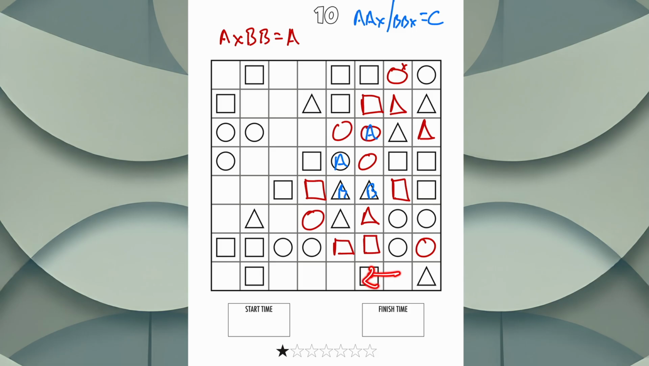The only way you can do that is to look over here. So we have to solve this cell first. Is it possible to solve this cell? Yes, I think it is.